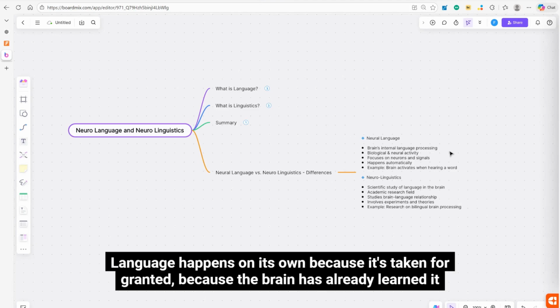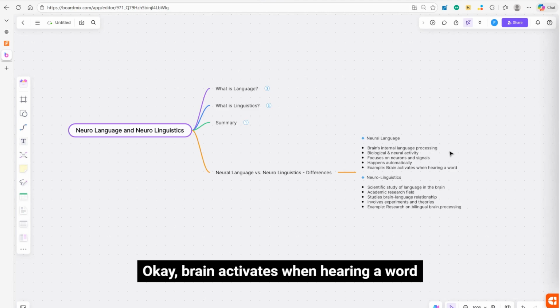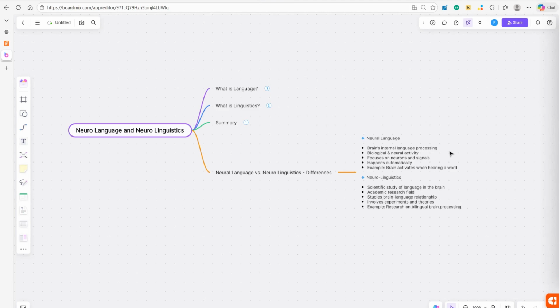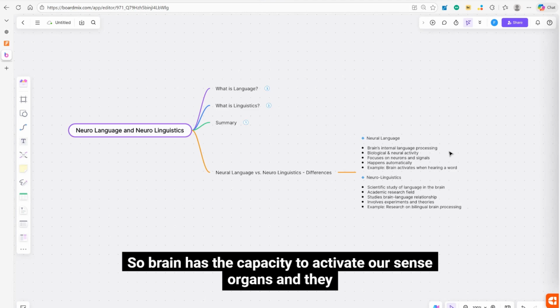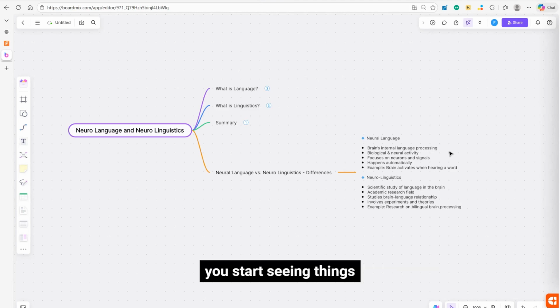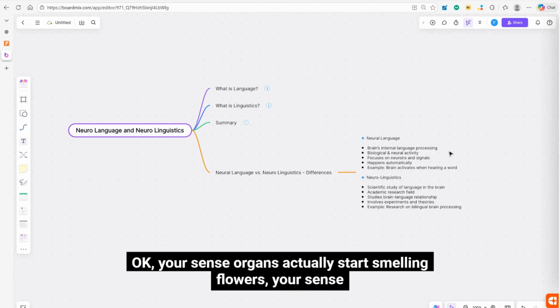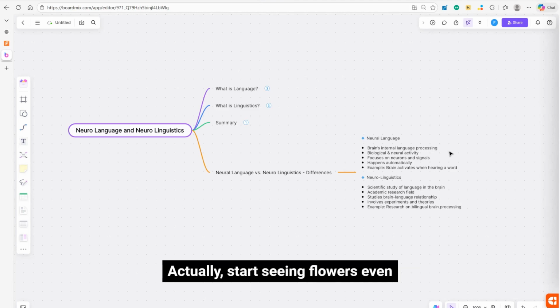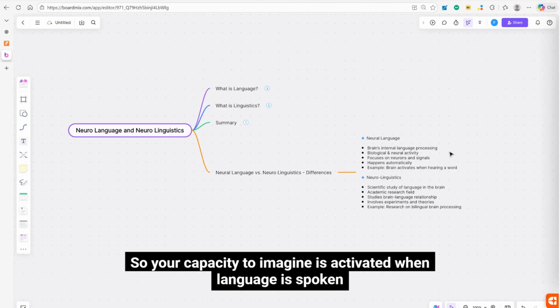Language happens on its own because it's taken for granted, because the brain has already learnt it. Okay, the brain activates when hearing a word. The brain has the capacity to activate our sense organs, and you start seeing things, you start listening to things. So when somebody says, for example, flower, your sense organs actually start smelling flowers. Your sense organs actually start seeing flowers even, right? So your capacity to imagine is activated when language is spoken.